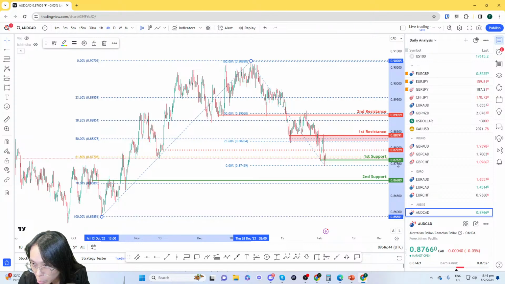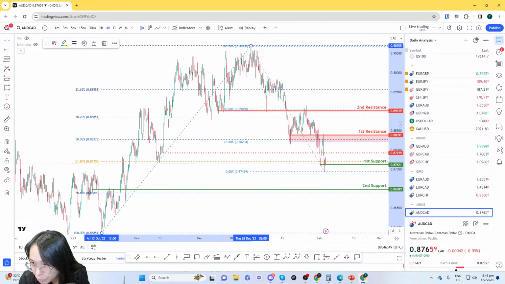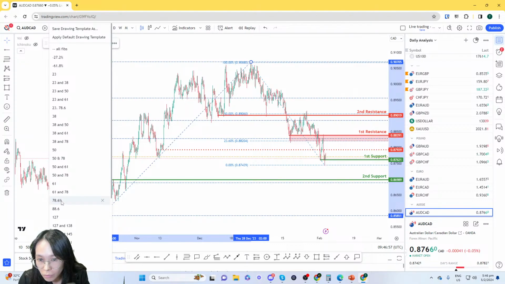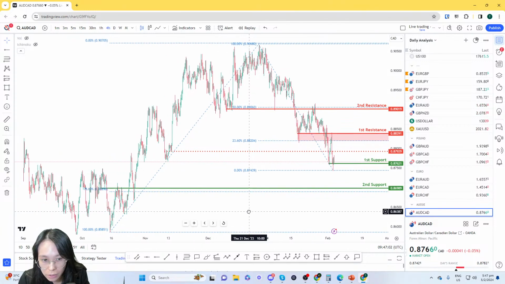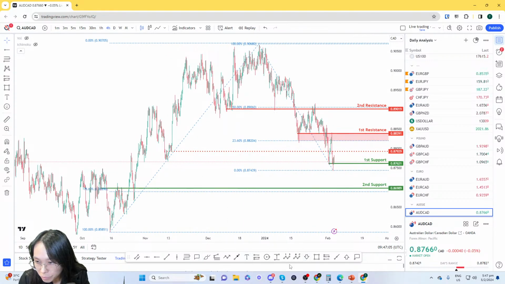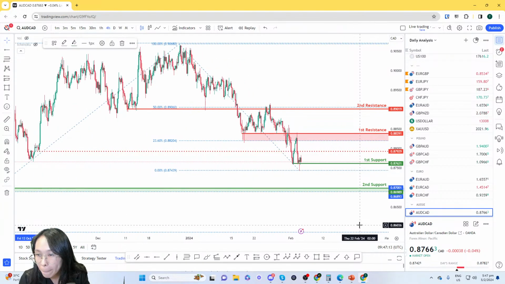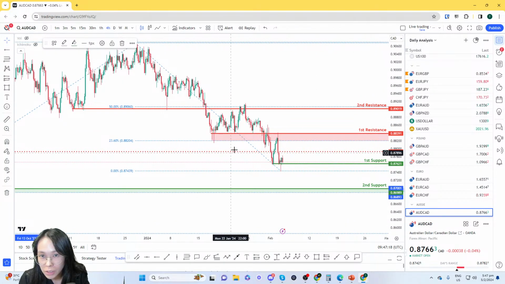The 61% has been broken through by the candles here, so I'm not going to use it, but I'll be using the 78.6 for the second support because it aligns pretty nicely. So here are the key support and resistance levels for the Aussie dollar and Canadian dollar pair.